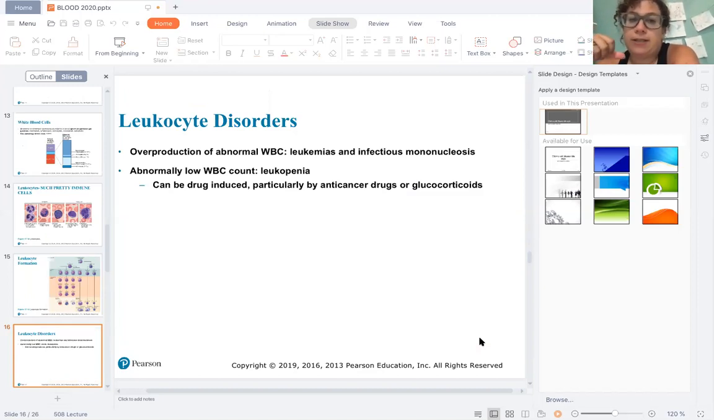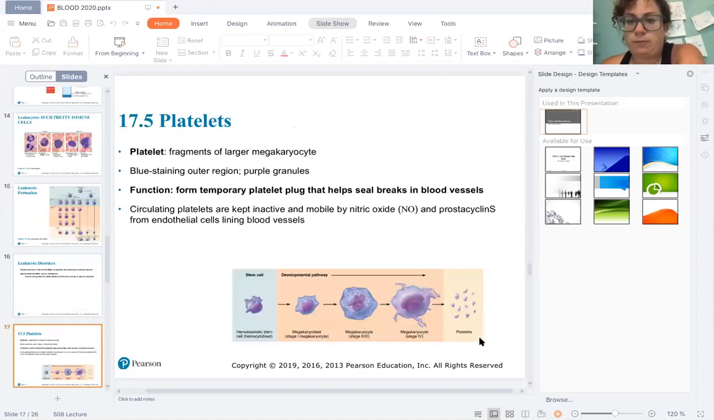Then the other opposite end of the spectrum, we can have what's called leukopenia. Penia means little. So leuko means leukocyte. A lot of times certain drugs do this, anti-cancer drugs do this. And if you're on steroids for a really long time, not the kind that makes you beef up, but the kind that brings your immune system down so you can deal with a chronic and autoimmune disease, that can cause low white blood cell count.